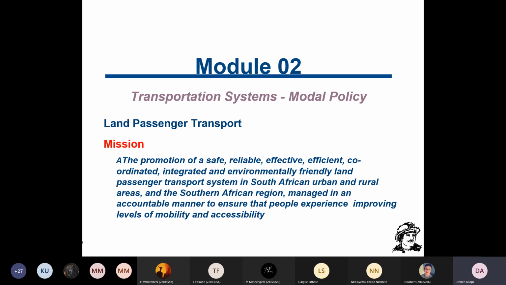I think if you are registered, then you all should be linked now to Moodle, MS Teams, and email. So you could expect communication from any of those sources. So there you have land passenger transport, and again the mission, very similar to the module 1 that you looked at from your white paper. Again, this is from your white paper also on national transport policy, promoting safe, reliable, effective, efficient core.